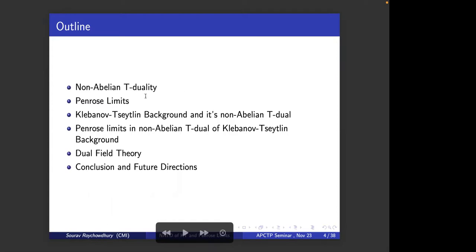After that, I will enter the core part of our work, which has two sections. First, I will talk about the type 2B compactifications and then the T and Tdual geometry of it. Then I will investigate the Penrose limit in the Tdual background. If time permits, I will make some comments on the dual field theory, which is not well established, and I will end with my conclusion and future directions. Okay, let's start.